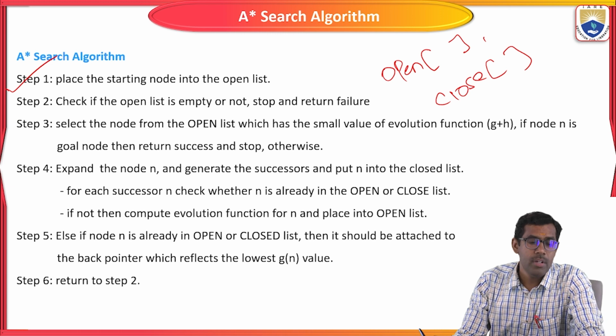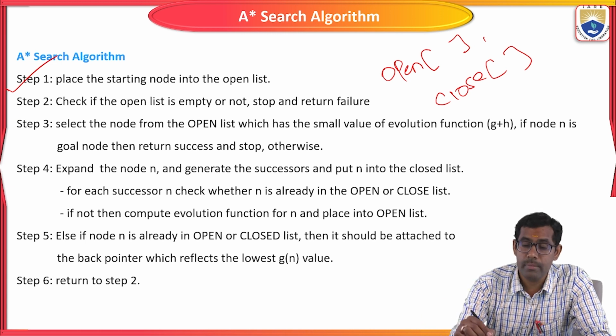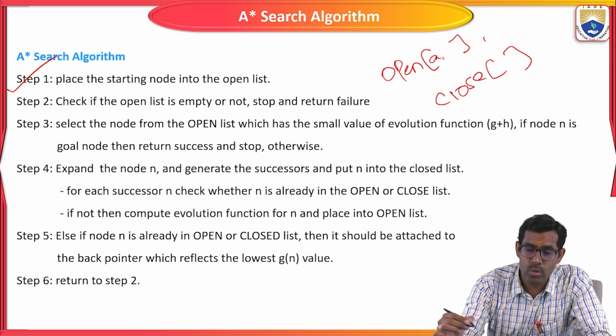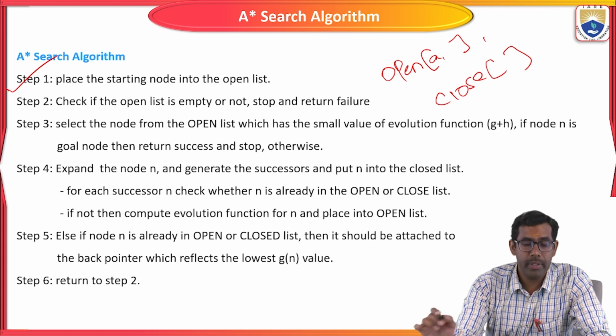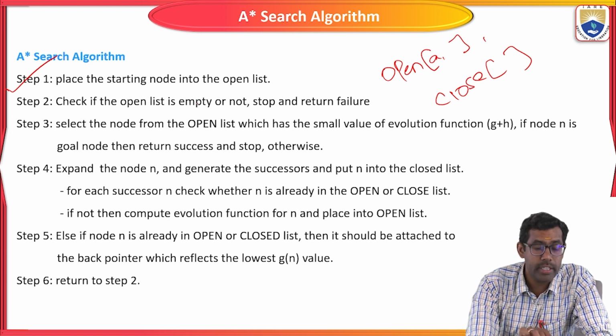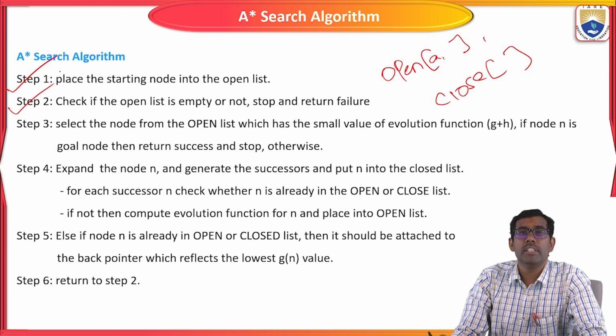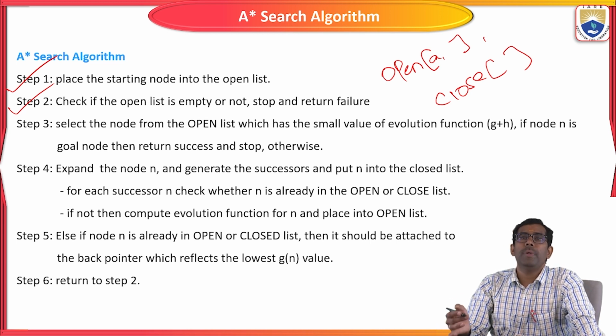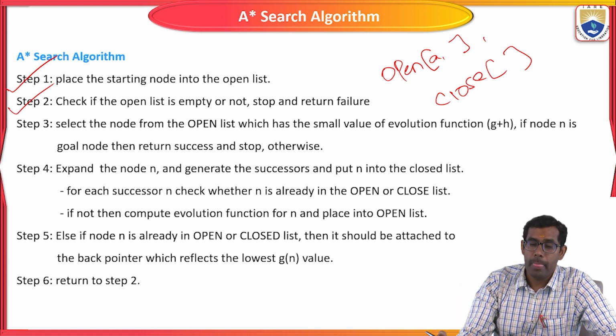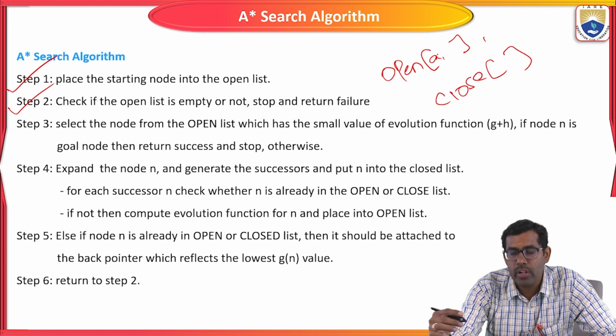So what is the first step? Place the starting node. If A is the starting node, we have to keep it in the open list, into the open list. Then check whether the open list is empty or not. If it is empty, stop and return failure. So what is step 2? We always have to check that the open list should not be empty. Already A is here, while we are starting.